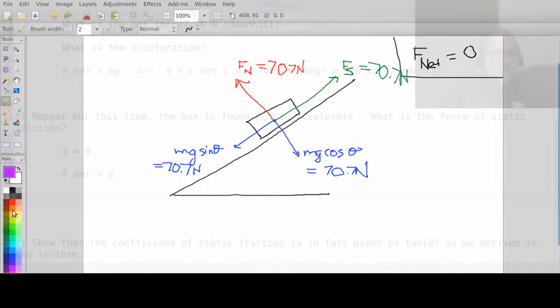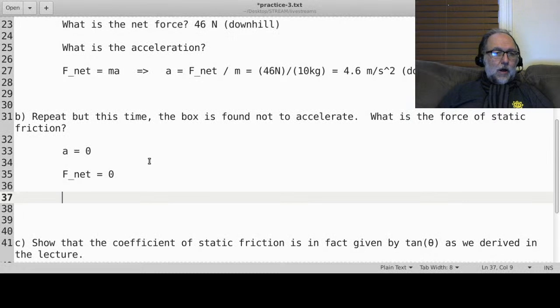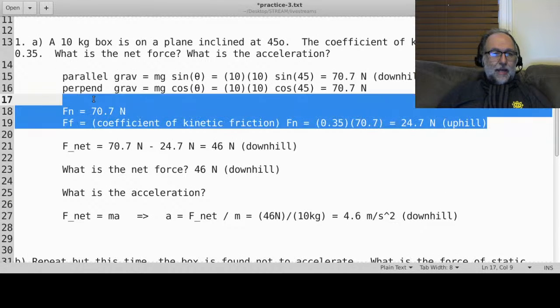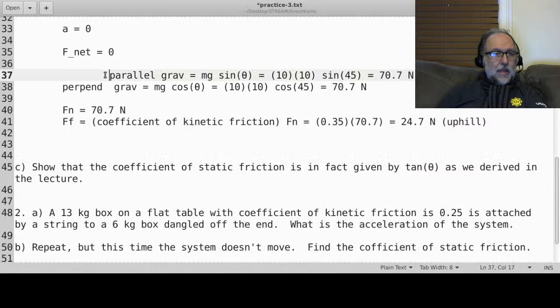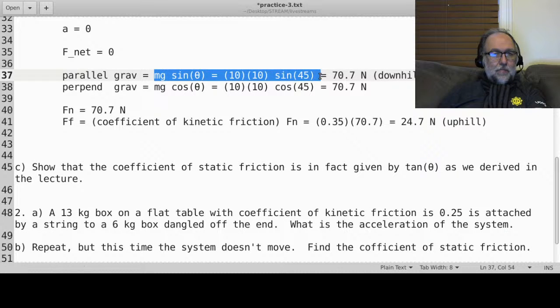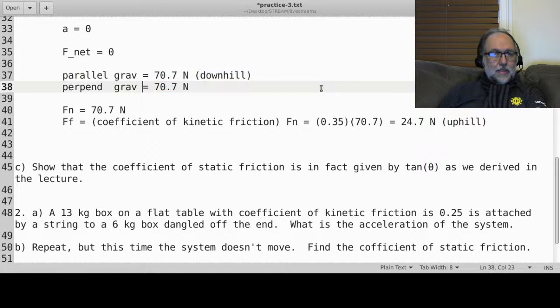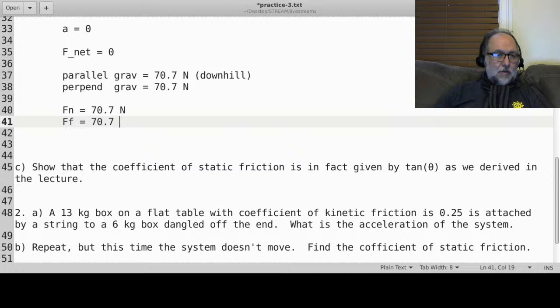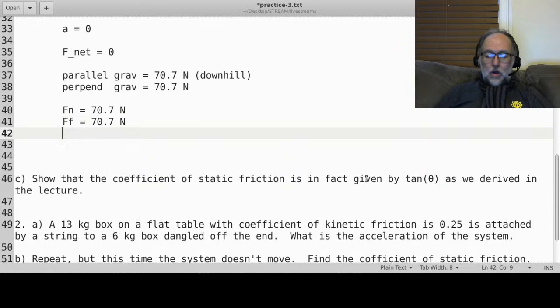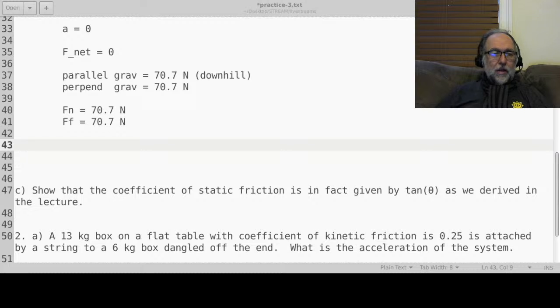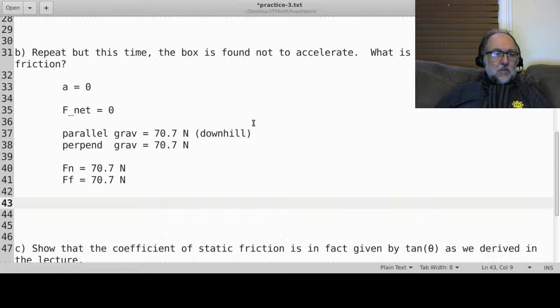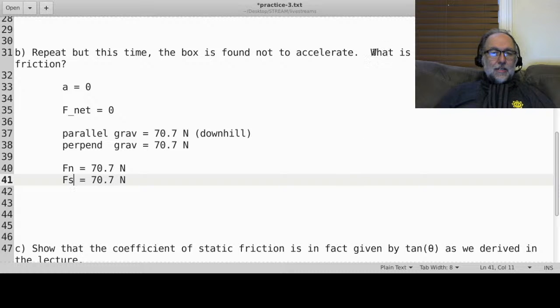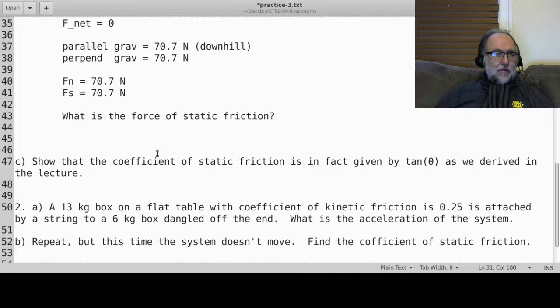Let's switch back here. Now I can write down all of the values. Let me just cut and paste out of here, just to be very quick. That's still 70.7. That's 70.7. That's 70.7. And this one is 70.7 newtons as well. So all four components are 70.7 newtons, and that answers the first question. Oh, and I guess we should call this static friction rather than kinetic friction. So that answers the first question. What is the force of static friction? The answer is 70.7 newtons.